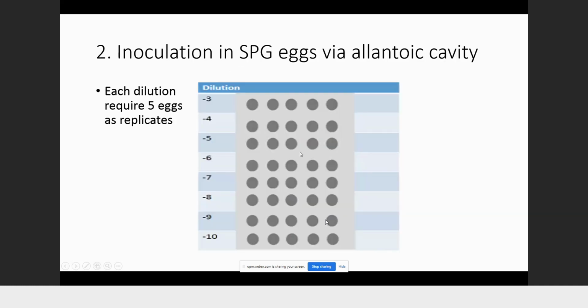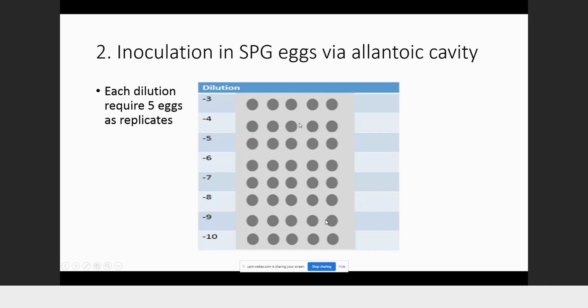So this is how it will look. For example, for dilution 3, you take the virus in dilution 3 and inoculate it into SPF eggs via the allantoic cavity, because NDV can grow in the allantoic cavity. You inoculate each egg with 100 microliter to 200 microliter of your dilution. So in dilution 3, you inoculate 5 eggs.